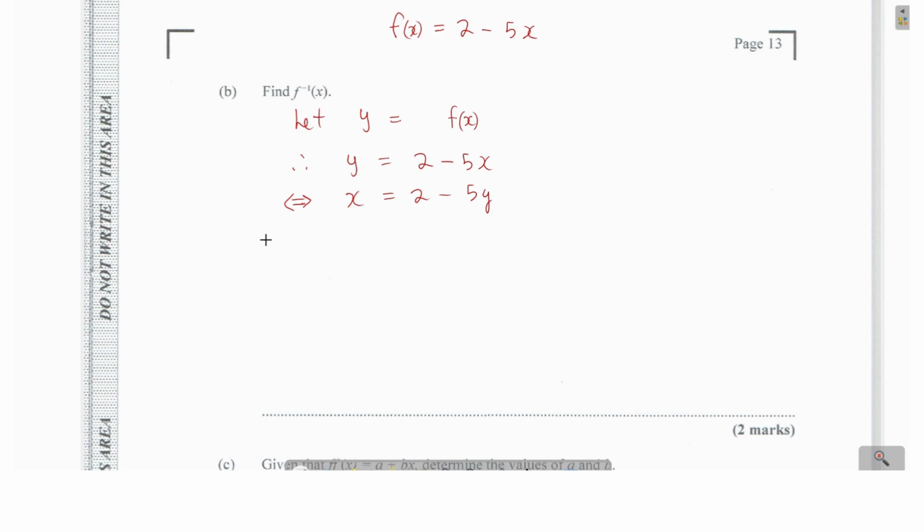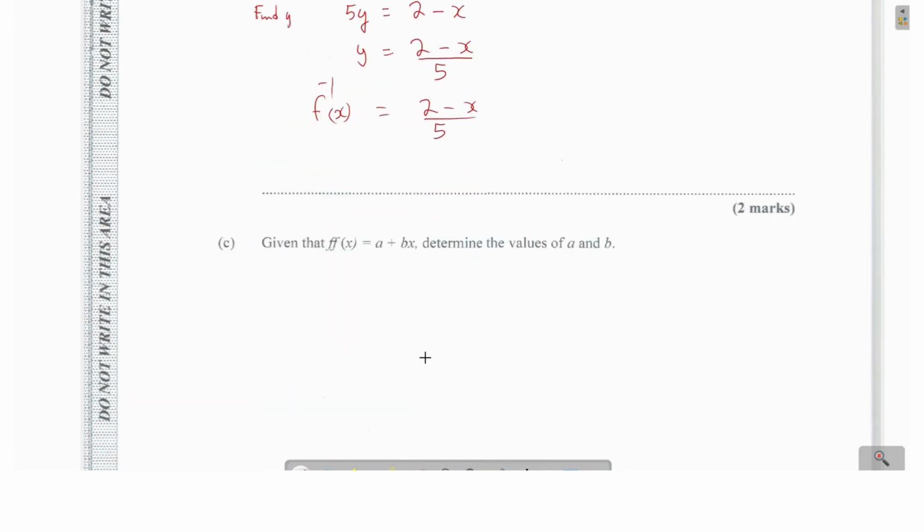The next step is to make y the subject of the formula, so we find y. So let us subtract x both sides. Therefore, I have 2 minus x. Let us add 5y both sides. Therefore, I have 5y on the left now. To get y, we divide both sides by 5. So we have 2 minus x, all of that over 5. So it means that f inverse x equals 2 minus x over 5.